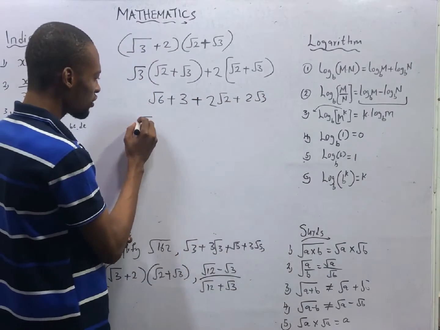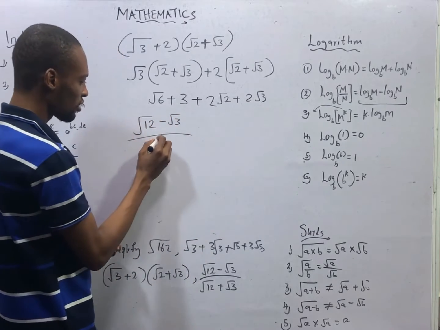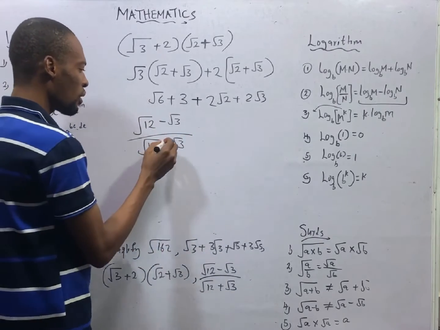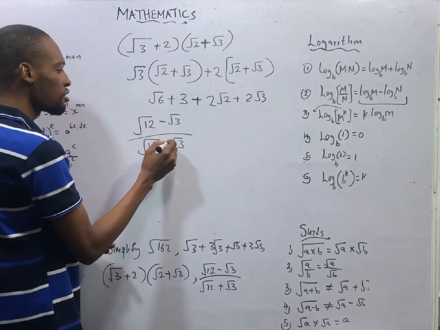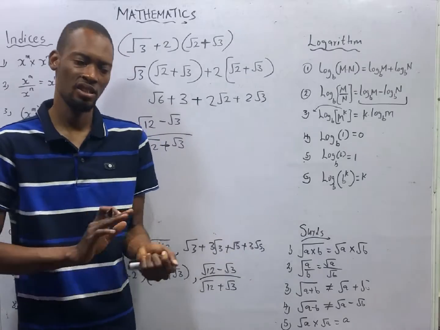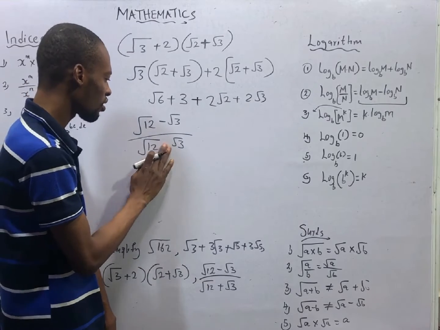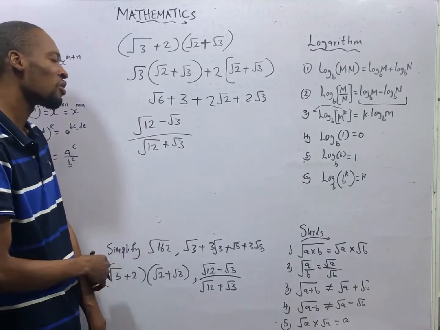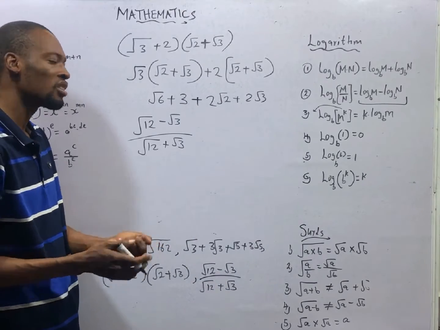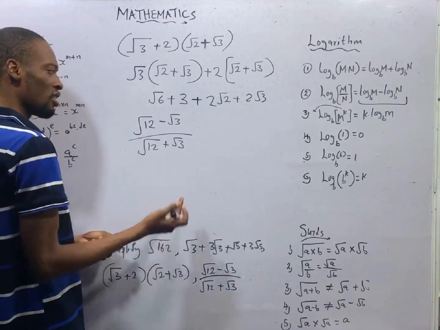And the last question for this episode says root 12 minus root 3 over root 12 plus root 3. When you have division of surds and there is addition or subtraction separating them, the best thing you do is to rationalize the surds. How do you rationalize? You multiply the numerator and the denominator by the conjugate or the inverse or a negative form of the denominator. If you have something like this in any surds, two numbers here, you rationalize.